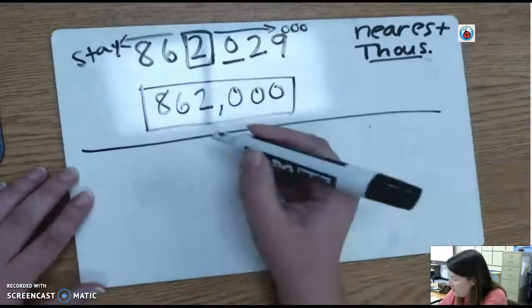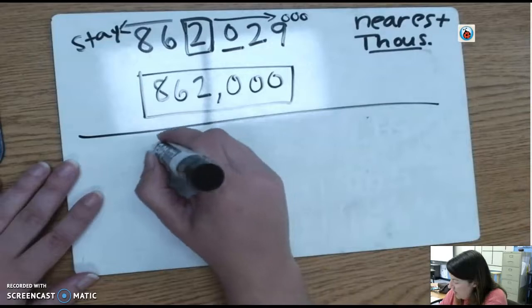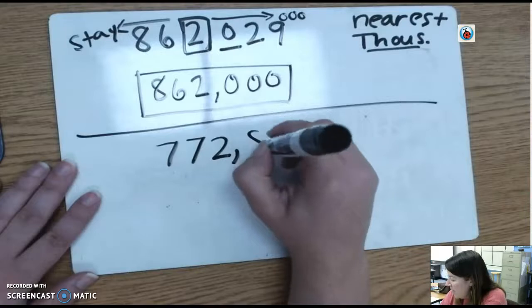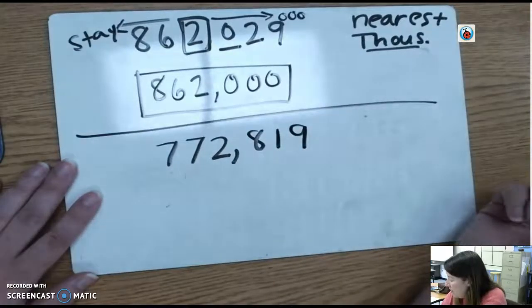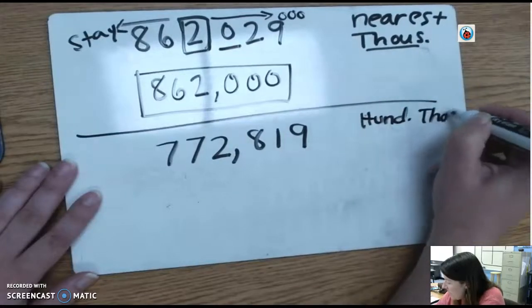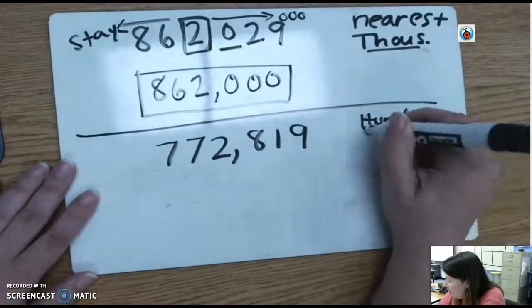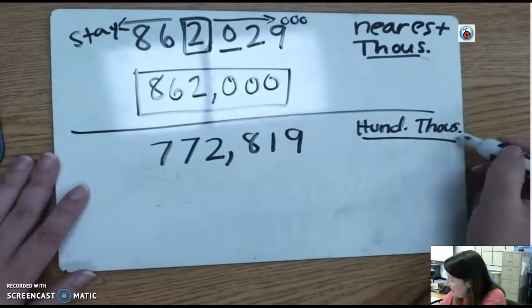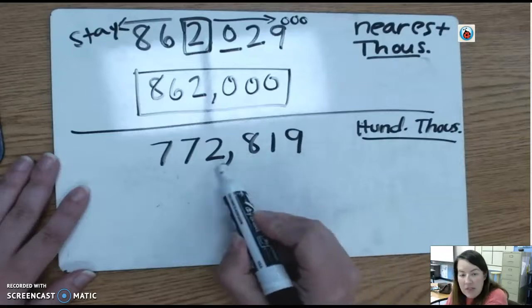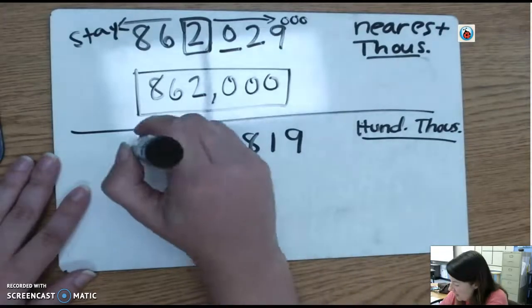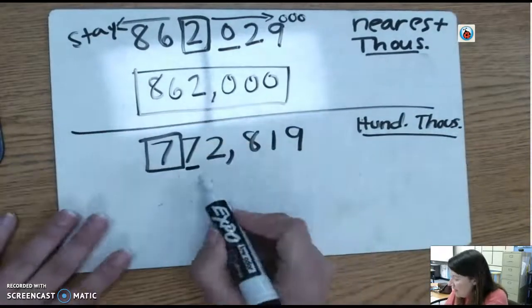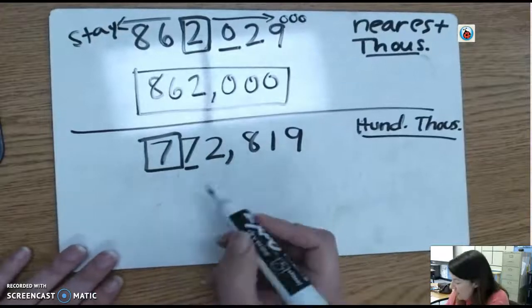All right, let's try one more. 772,819. Let's round this to the nearest 100,000. Okay, put your elevator around the place value that it's asking you for. So 100,000, which one of these is 100,000? Ones, tens, hundreds, thousands, 10,000, 100,000. So here goes my elevator. The number to the right decides if the elevator is going to move up a floor or stay the same.